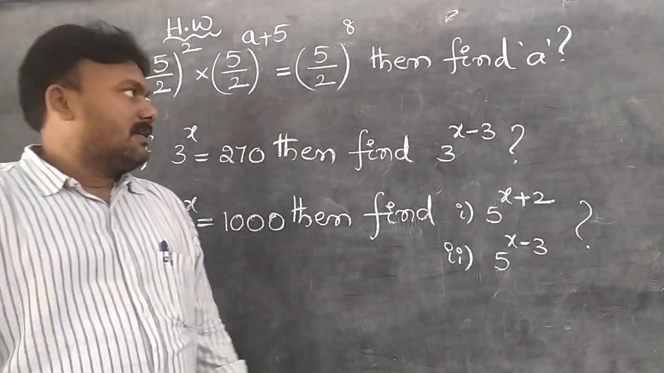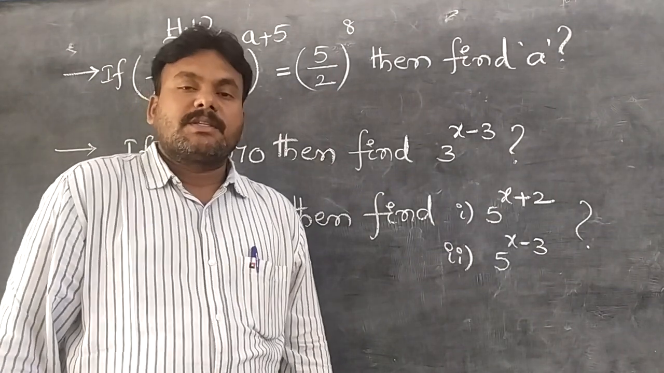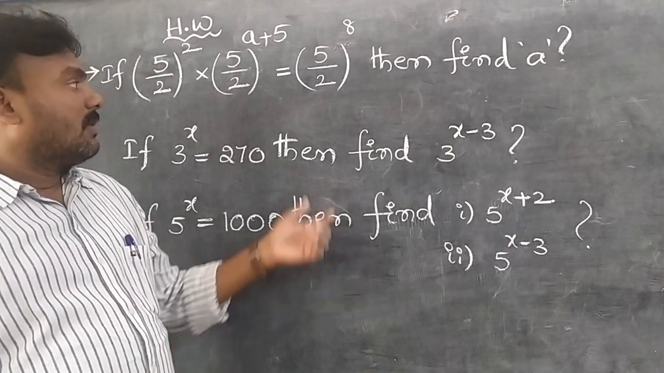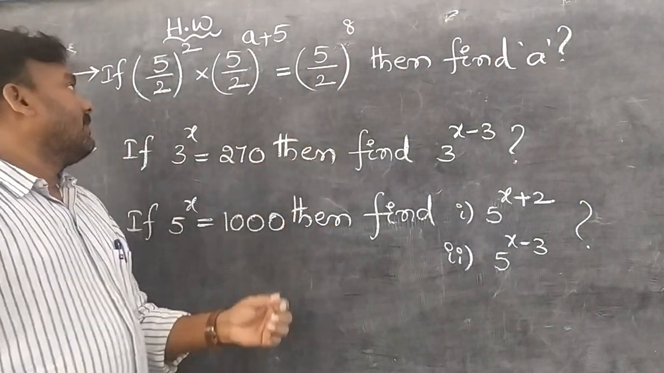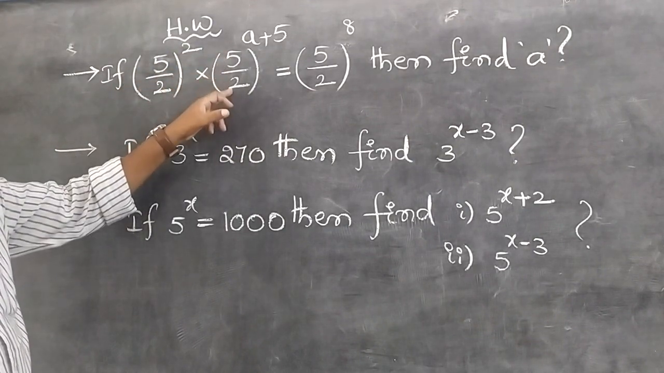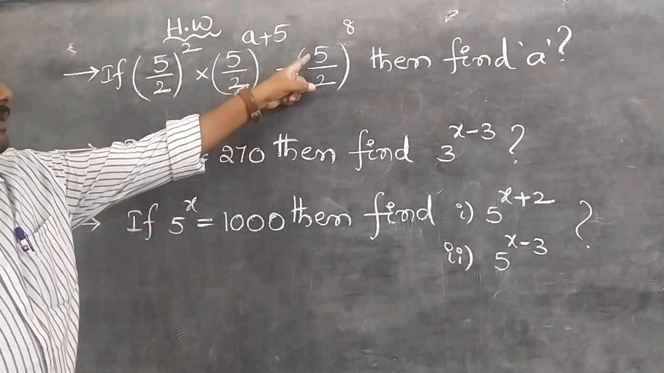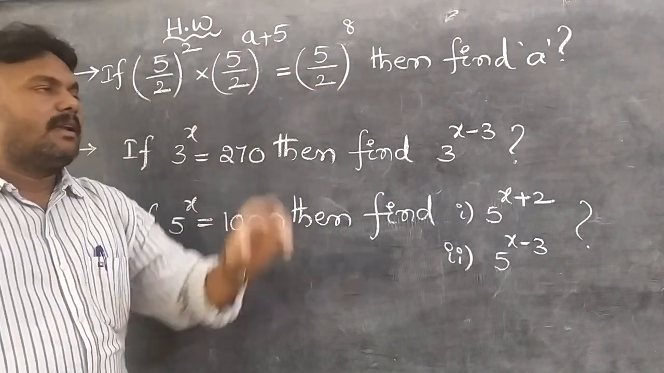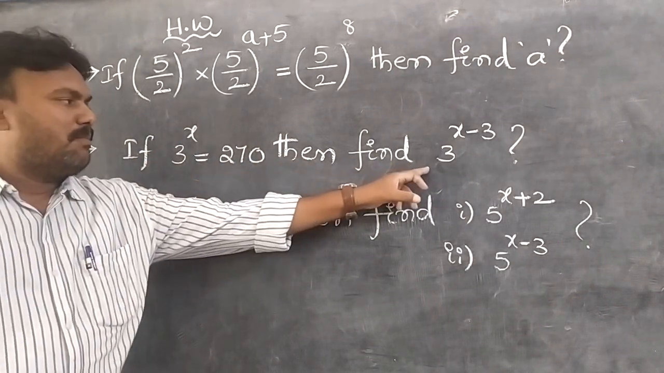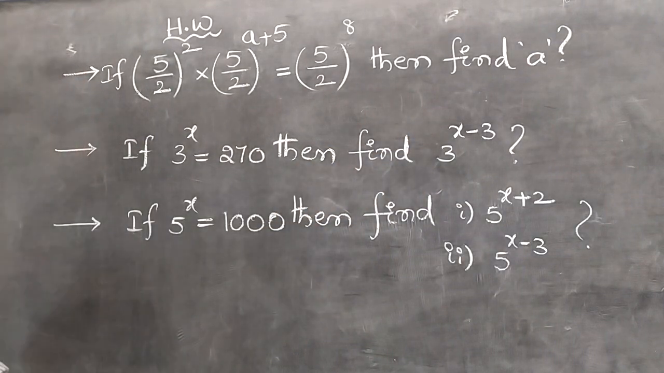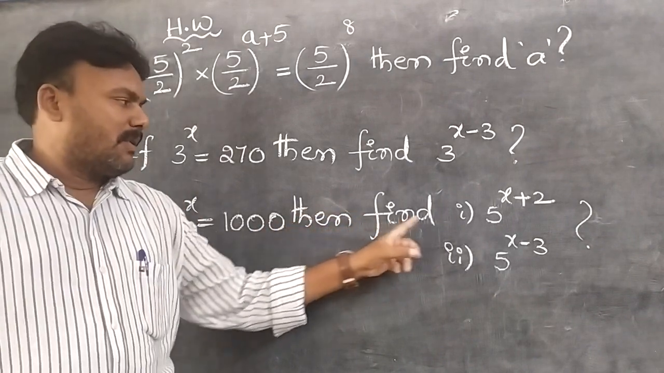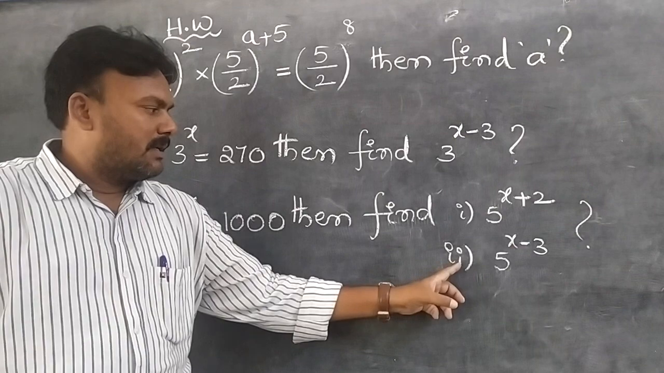Students, we learned the laws of indices and how to express numbers in exponential notation. I gave 3 problems, so do them at home carefully. The first problem: if 5 by 2 whole square into 5 upon 2 whole power a plus 5 equals 5 upon 2 whole power a, then find a. Next, if 3 power x equals 270, then find 3 power x minus 3. And third, if 5 power x equals 1000, then find 5 power x plus 2 and 5 power x minus 3.